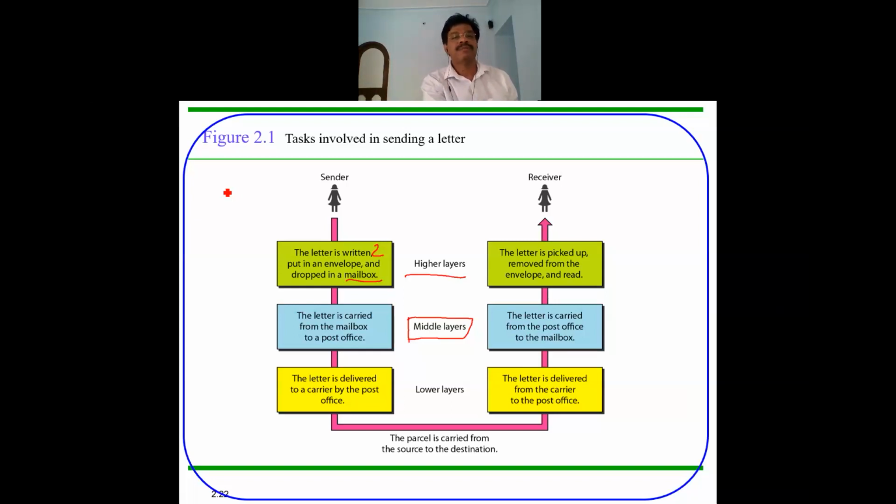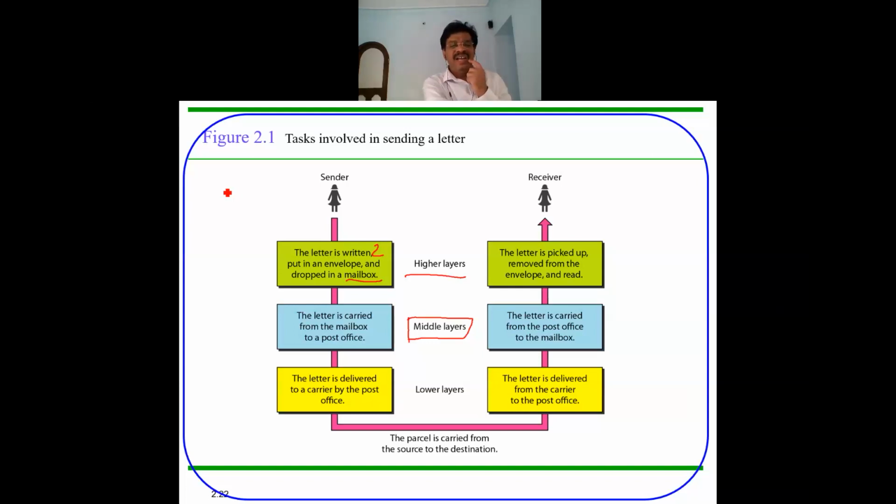we have taken a specified task where we have one sender who wants to write the letter. The sender is writing the letter. We have a sender and a receiver.